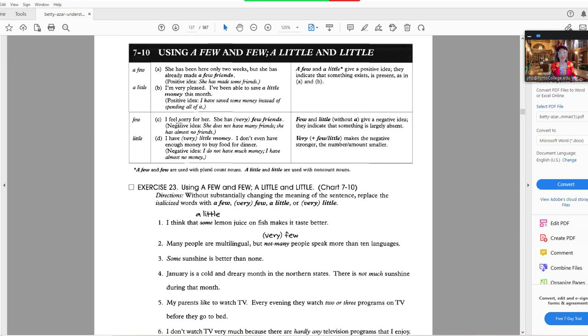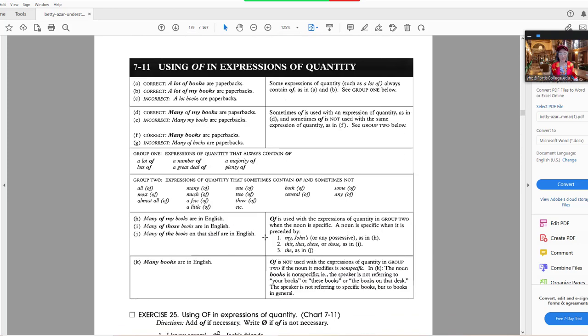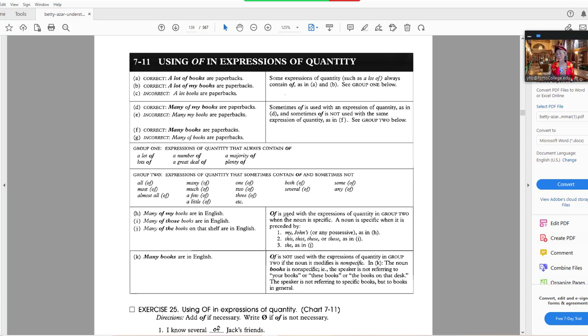So if you put an a in front of it, that's a good thing. If you take out the a, then it becomes negative. I have very little money. That means I have no money whatsoever. So when you take away the a, then it becomes negative. If you put the a in there, it's positive. So if I say I have a few friends, that means I have 5 or 6 or 7 friends. If I say I have few friends without the a, that means I have no friends at all, or almost no friends. So putting in the a makes it sound positive.